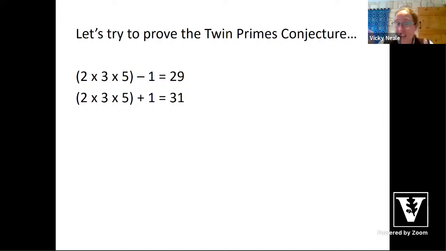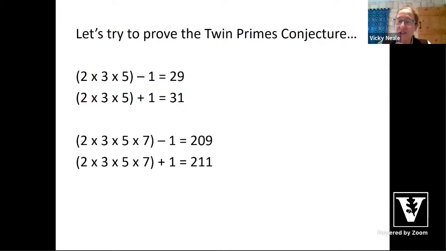So we could just keep doing that, and maybe that would give us infinitely many pairs of twin primes. Let's do another example. If we had primes 2, 3, 5, 7, multiply those all together, that's 210. Add 1, subtract 1, we get 209 and 211.